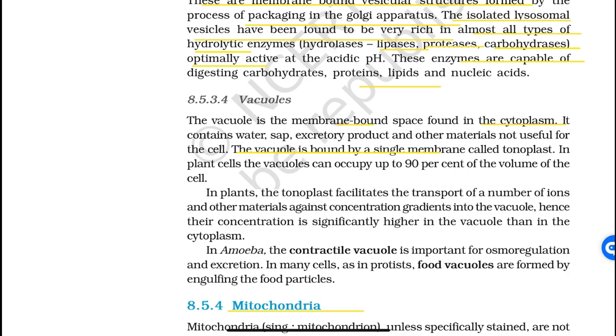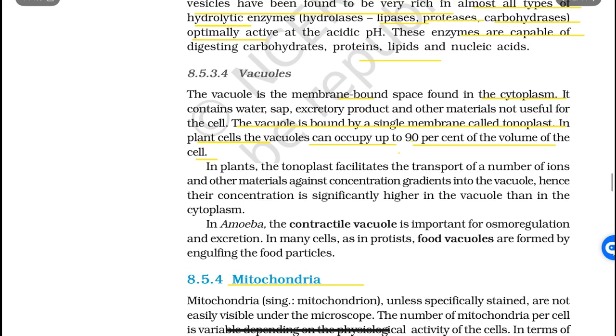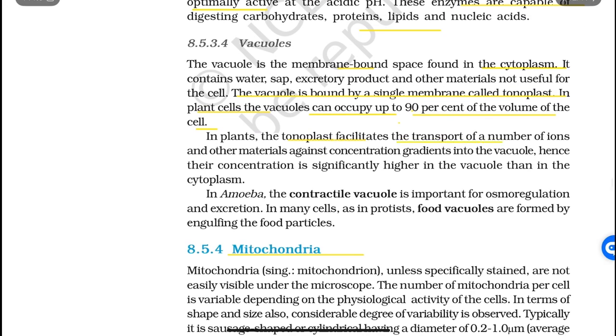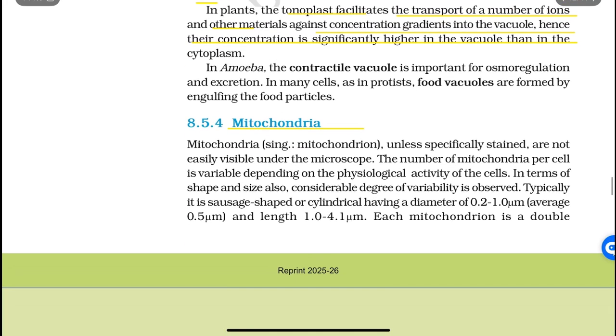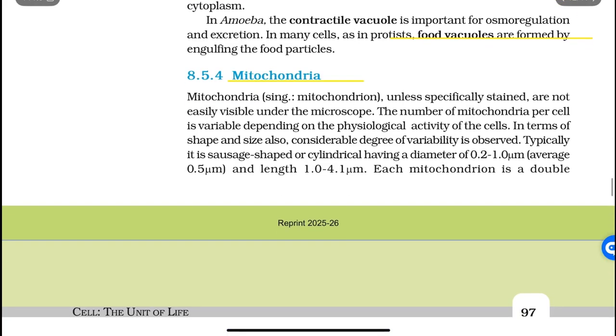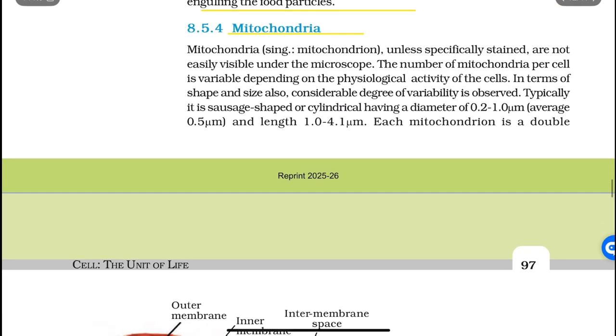The vacuole is bound by a single membrane called tonoplast. In plant cells, the vacuoles can occupy up to 90% of the volume of the cell. In plants, the tonoplast facilitates the transport of a number of ions and other materials against concentration gradients into the vacuole. Hence, their concentration is significantly higher in the vacuole than in the cytoplasm. In amoeba, the contractile vacuole is important for osmoregulation and excretion. In many cells, as in protists, food vacuoles are formed by engulfing of the food particles.